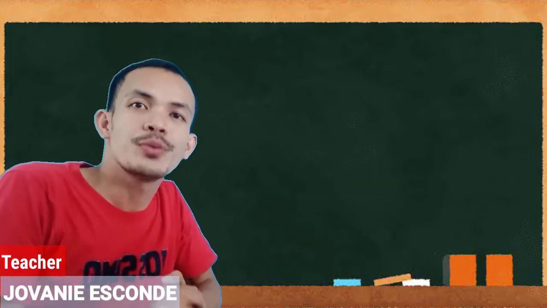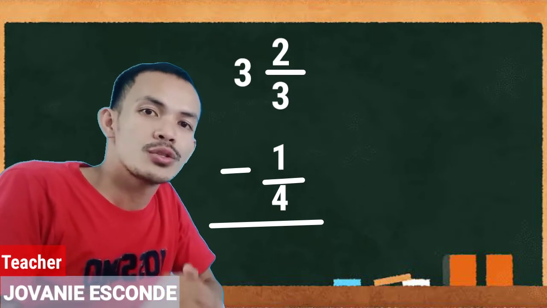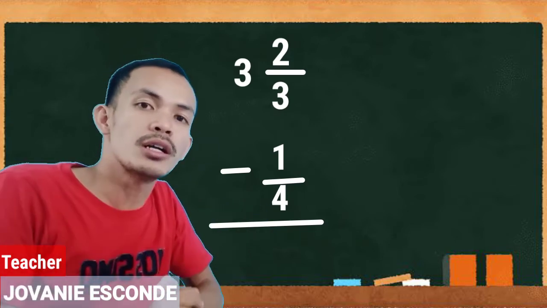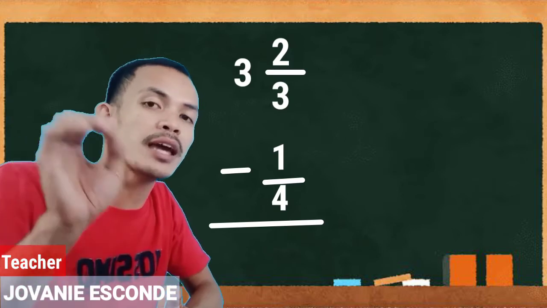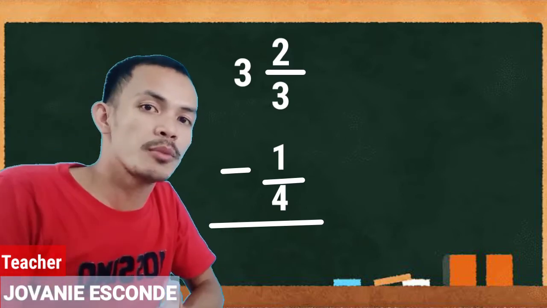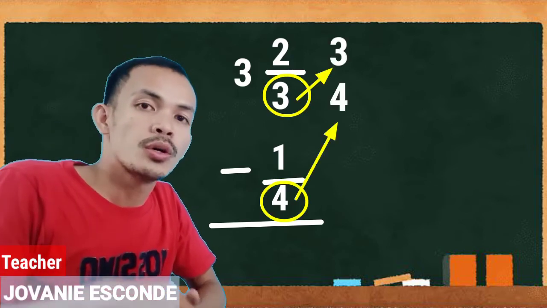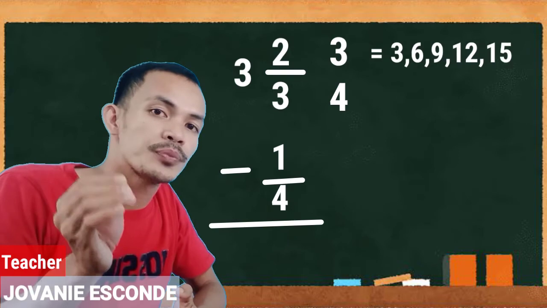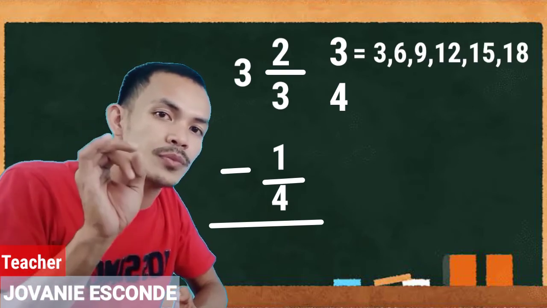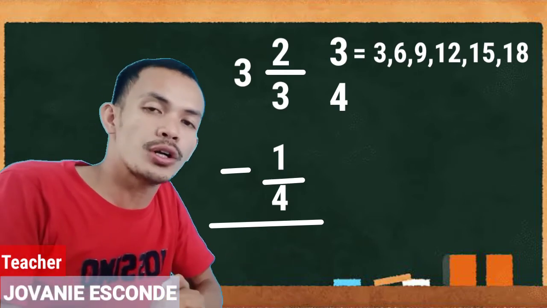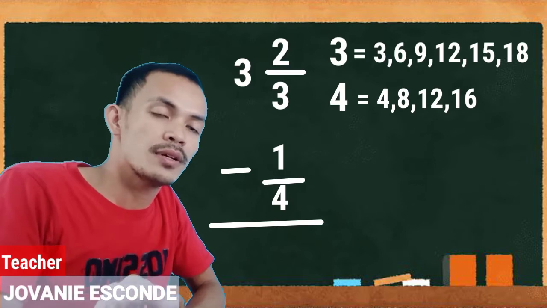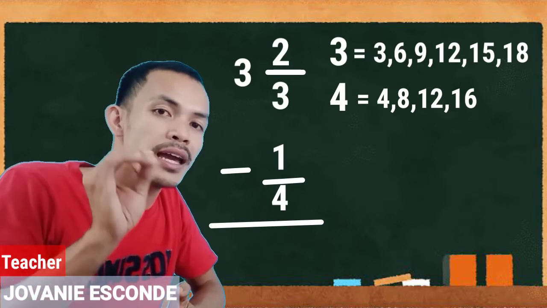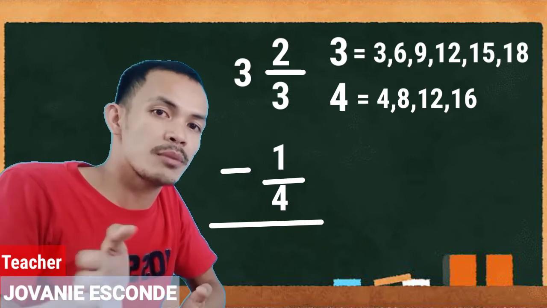So let's have number 2. 3 and 2/3 minus 1/4. So as you can see, the fractions are dissimilar. So since the fractions are dissimilar, we need to find the LCD by finding the LCM of the denominators. What are the denominators? We have 3 and 4. So to find the LCM of 3 and 4, we use the listing method. So let's have the 3 first. So 3, 6, 9, 12, 15, 18. How about 4? We have 4, 8, 12, 16. So I think we already found the LCM. So what is the LCM of 3 and 4? So the LCM is 12.